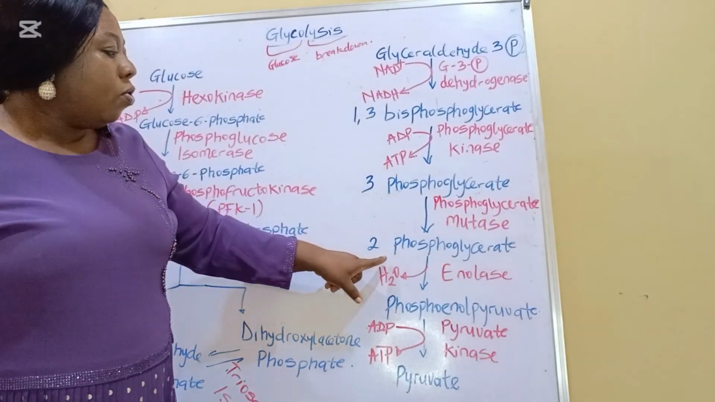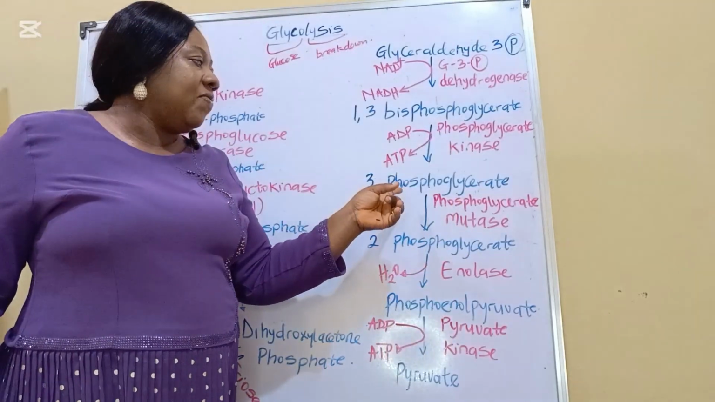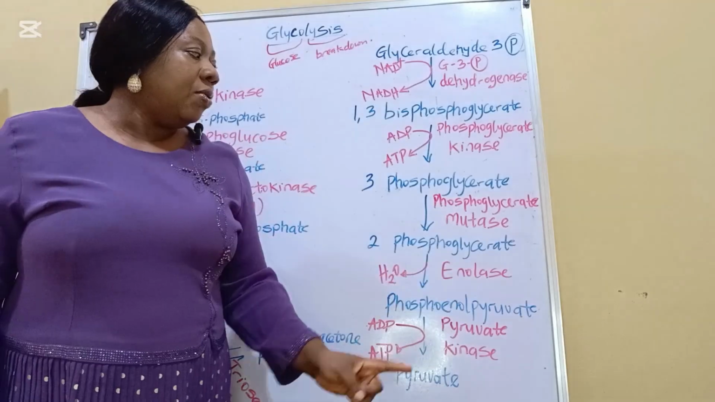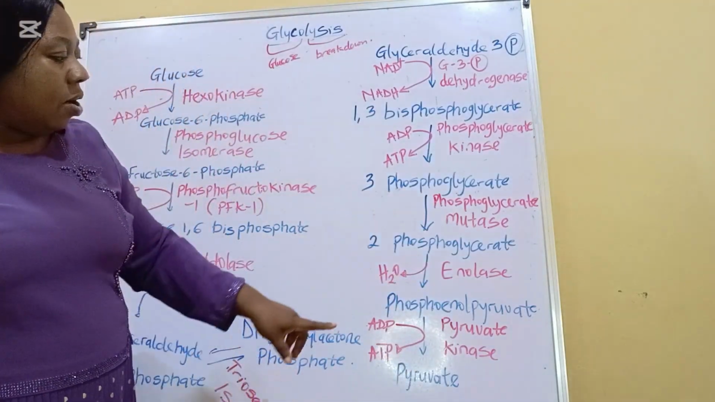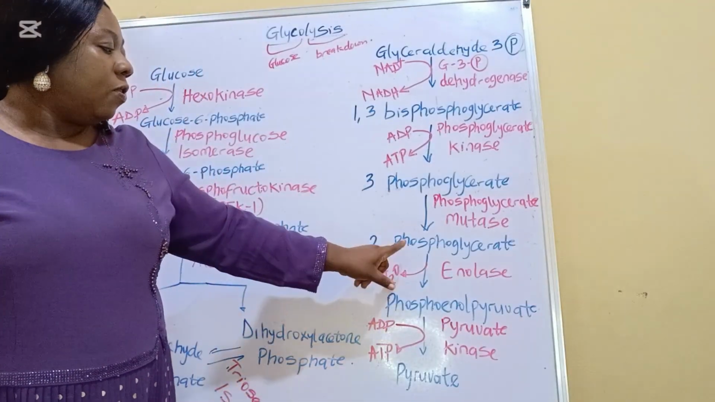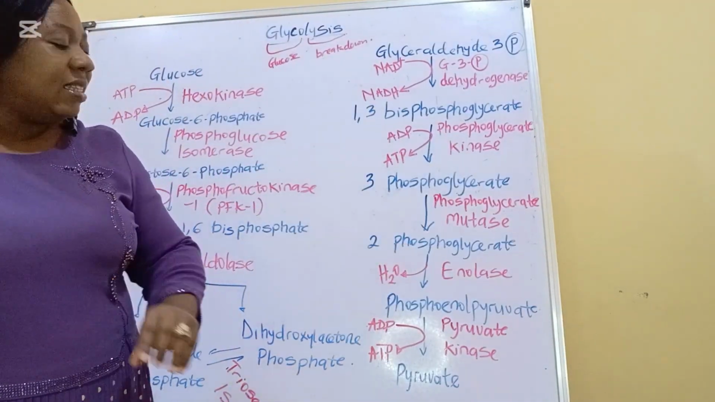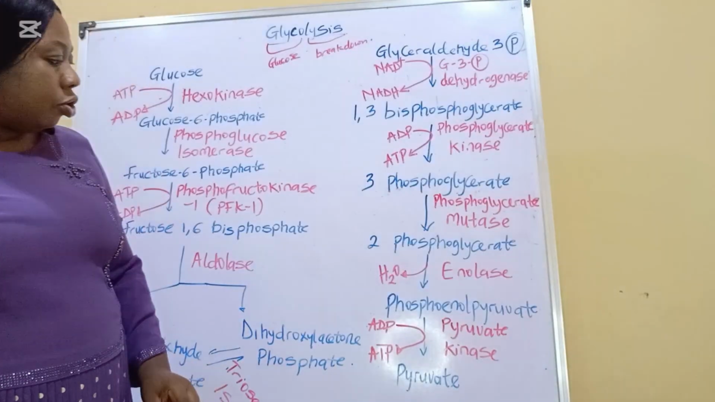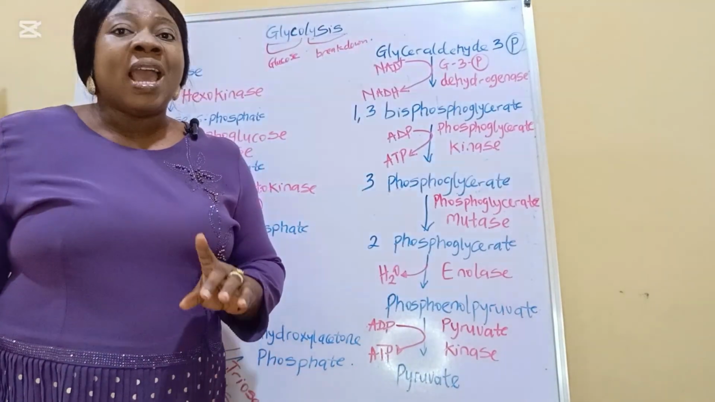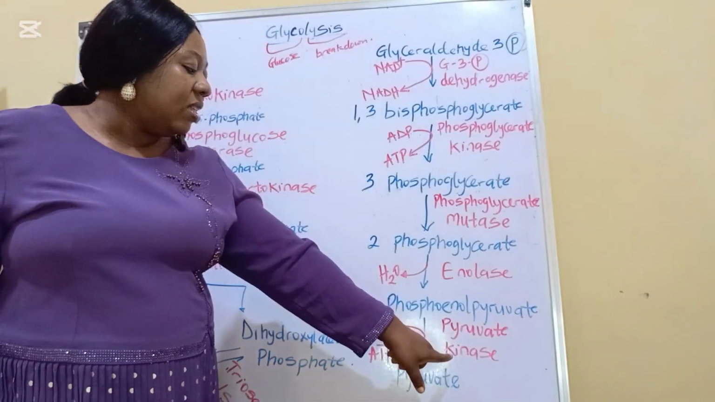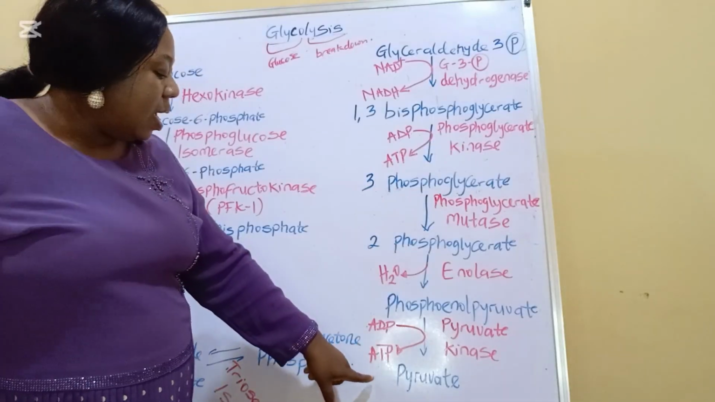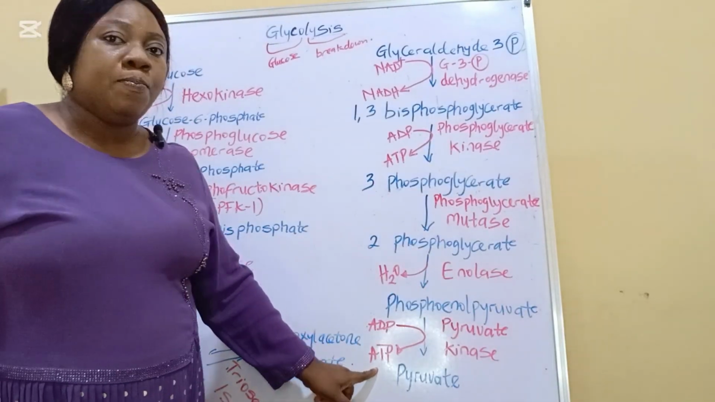Also, we have 2-phosphoglycerate gotten from 3-phosphoglycerate, and the enzyme that catalyzes that reaction is phosphoglycerate mutase. Then phosphoenolpyruvate, that is PEP, is produced from 2-phosphoglycerate, and that enzyme is enolase. Finally, phosphoenolpyruvate is converted to pyruvate, and the enzyme that catalyzes that reaction is pyruvate kinase. In that reaction, ATP is also formed, so ADP is giving us ATP.